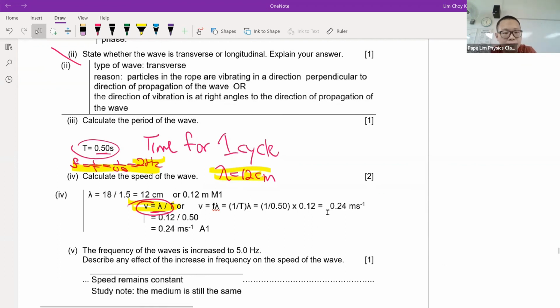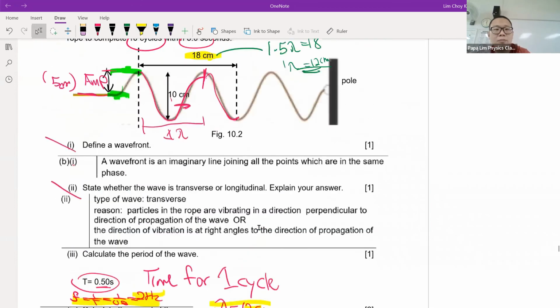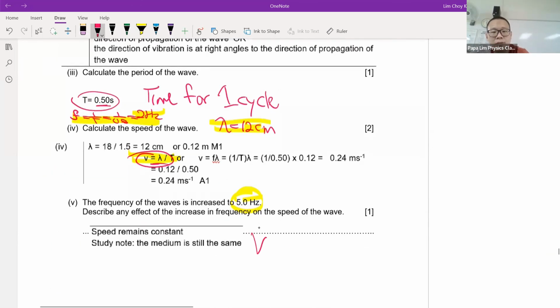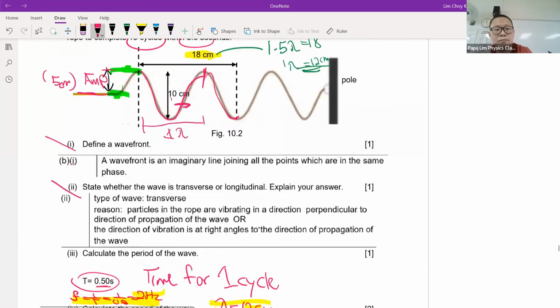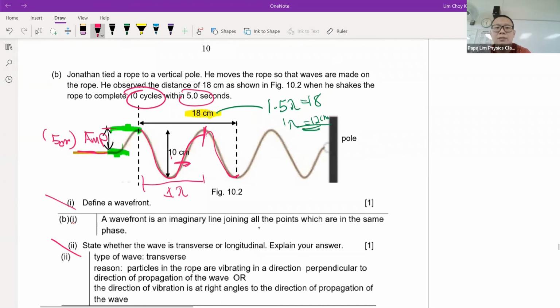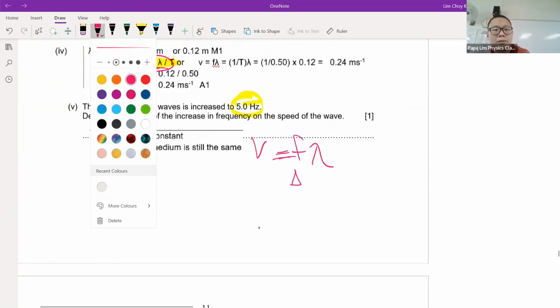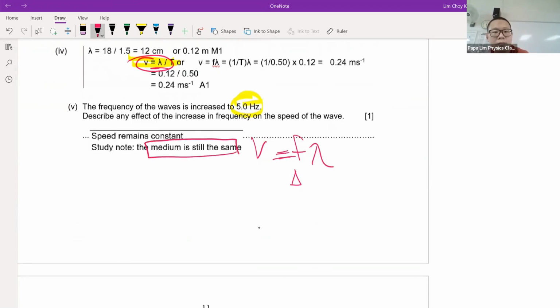Now, for part 5, the frequency increases to 5 Hertz. State the effect of this increase in frequency. Remember what I mentioned before: a wave has V equals F lambda. The question says the frequency changes, so you check what has changed. The frequency has increased, but the wave is still vibrating in air, in the same environment. So the speed actually remains constant.